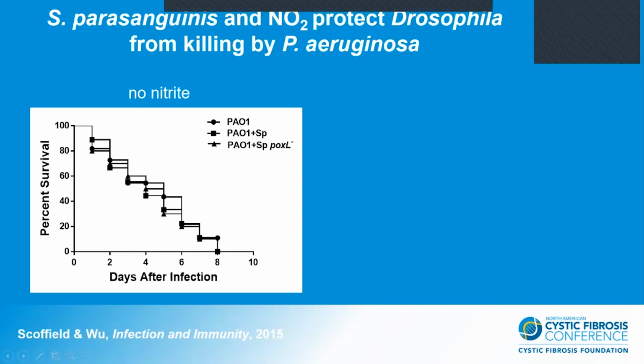And so when you have single and dual infections of parasanguinis and Pseudomonas, in addition to parasanguinis that is deficient in pyruvate oxidase, meaning that it does not produce hydrogen peroxide, you do not see any difference in the killing of Drosophila over the 8-day period. And this is, of course, without nitrite. So there's no difference between Drosophila survival in the co-infection model when you have Pseudomonas by itself, and we're using PA14, or you have Pseudomonas with parasanguinis or Pseudomonas with the poxB deficient mutant.